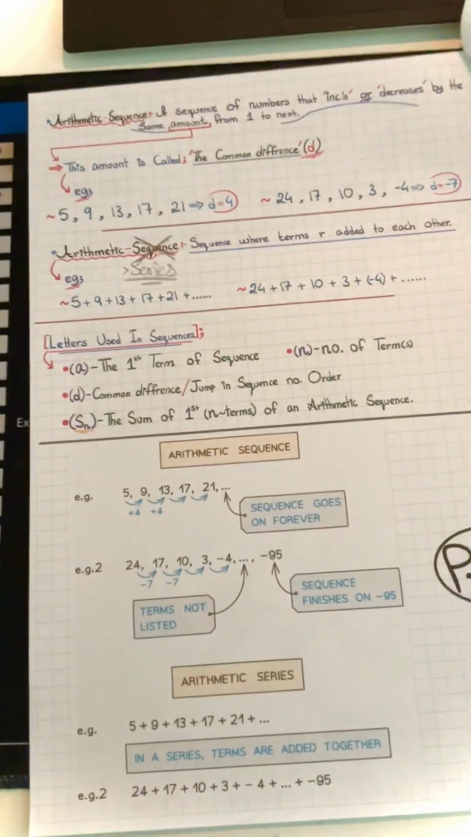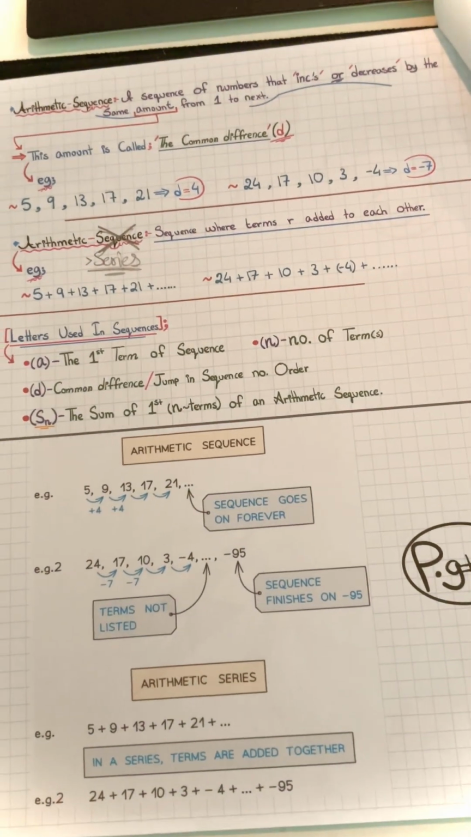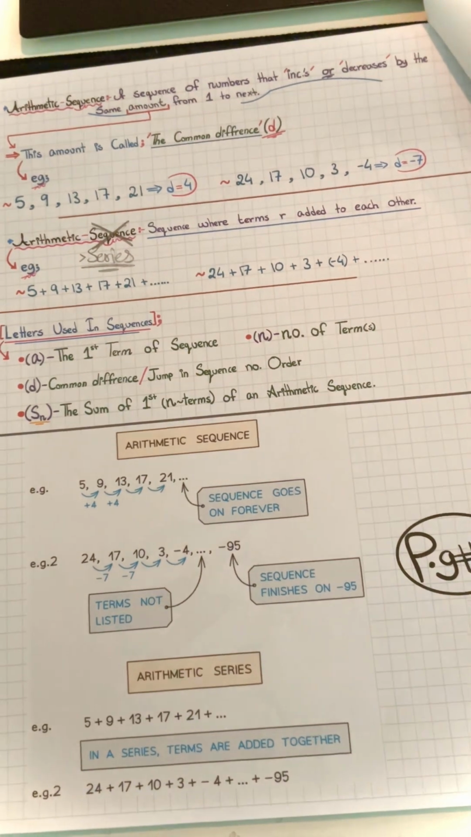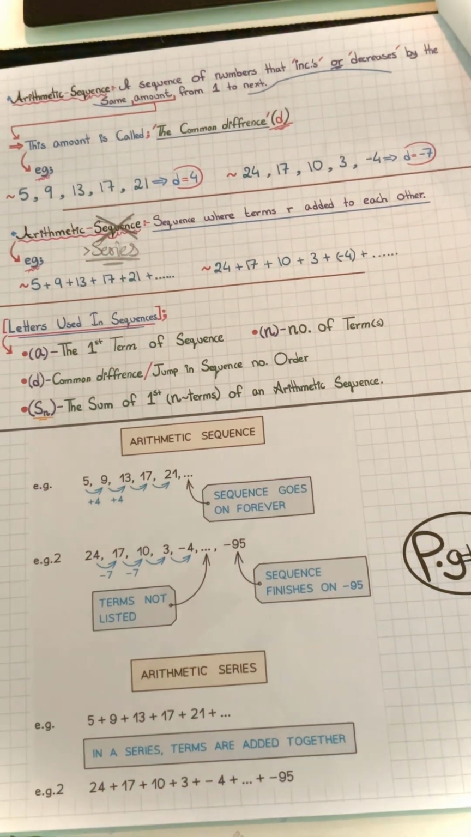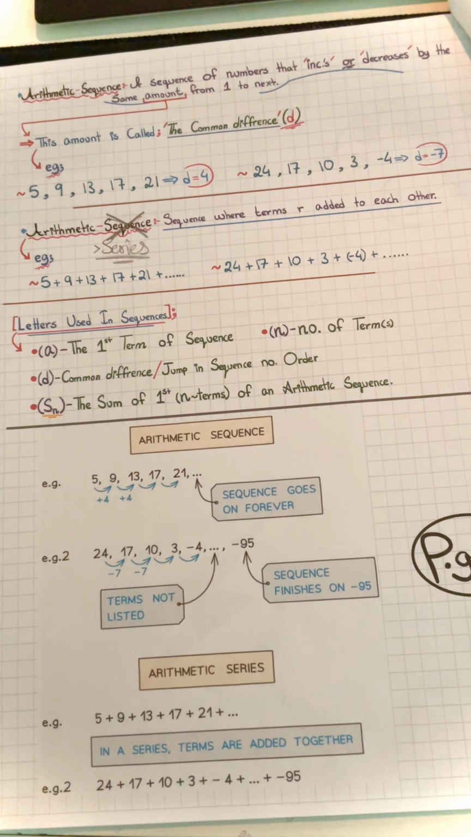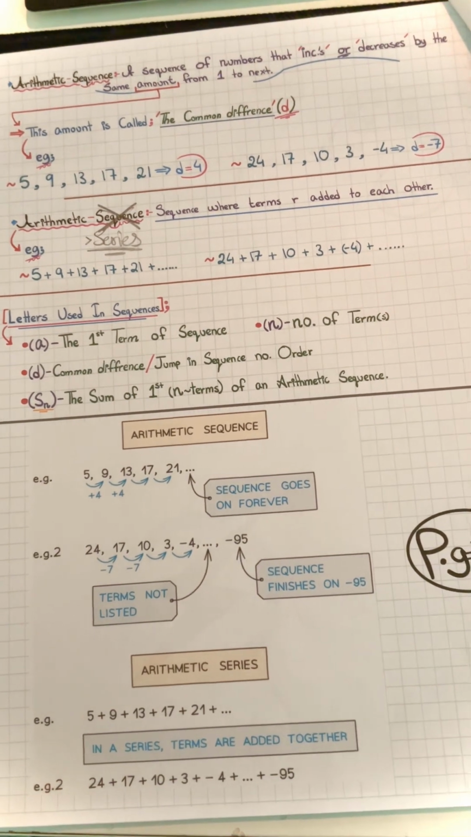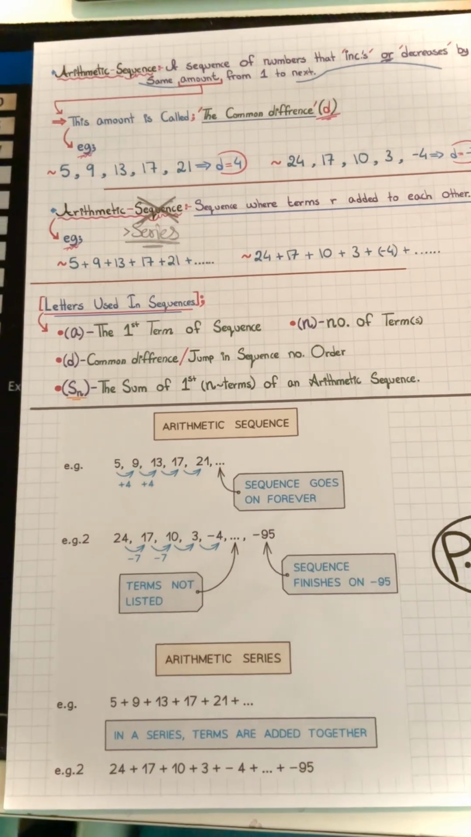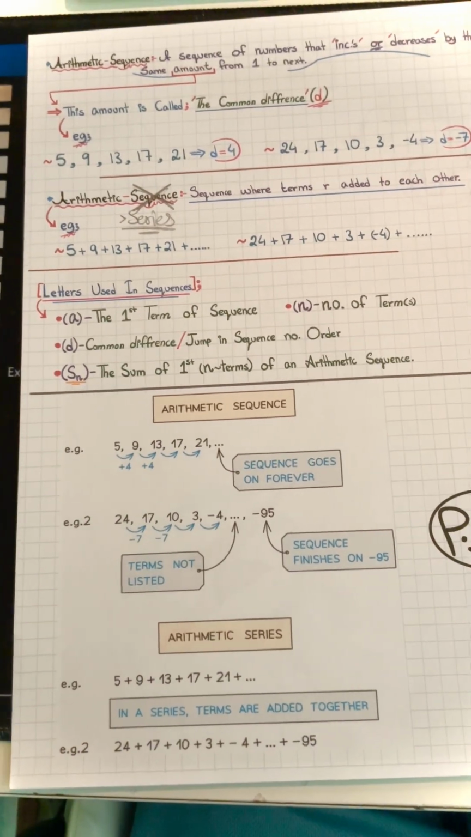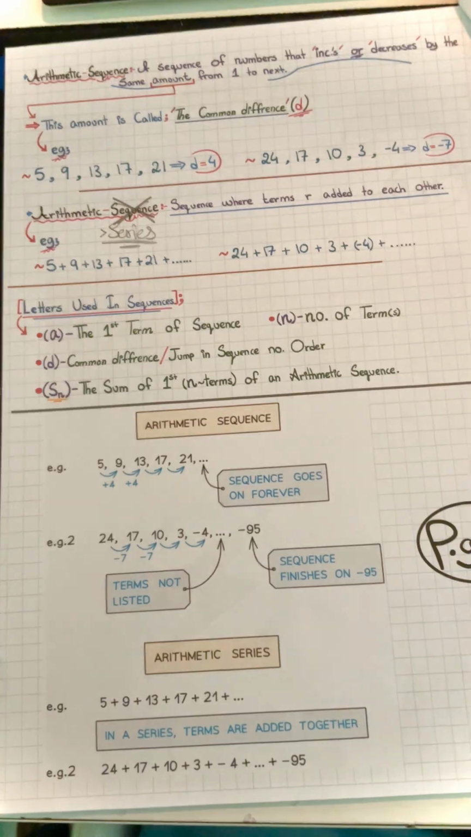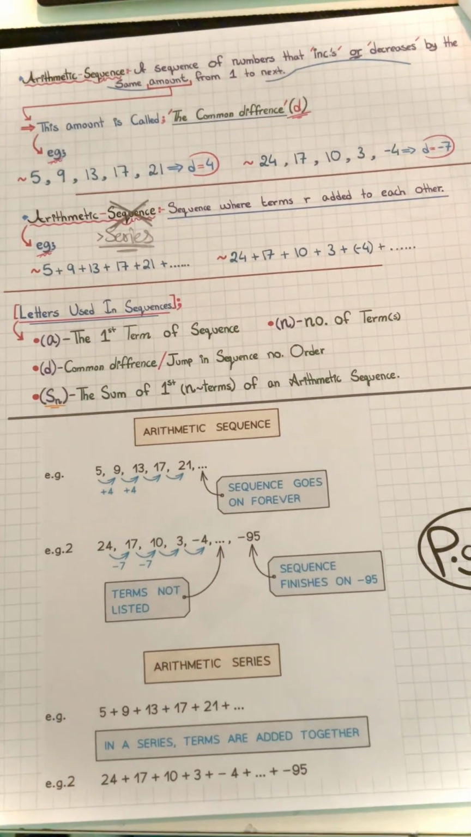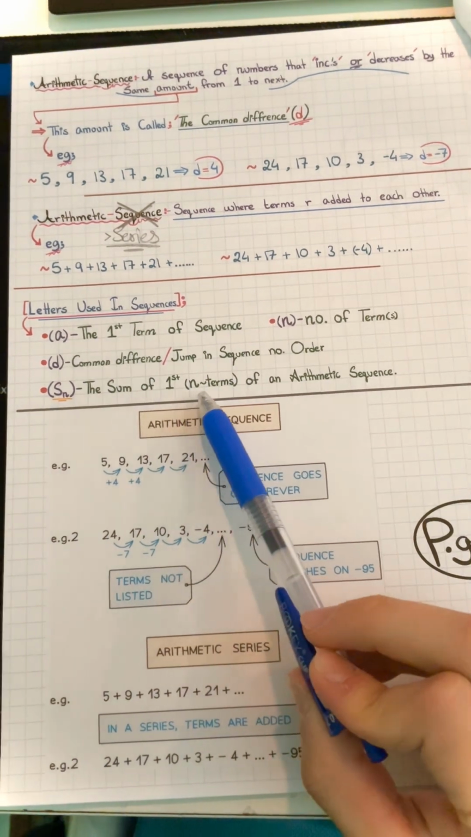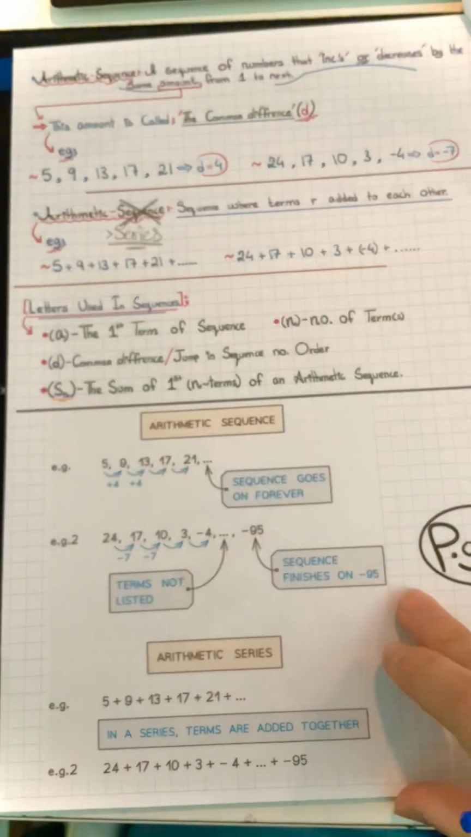Letters that we use in these calculations of sequences: a, like I said, refers to the first term of the sequence. n is the number of terms, like a of 2, the second term, a of 3, the third term. d is the common difference, or the jump in the order of the sequence, like we have seen in the previous example. And S of n, we will take this by the end of the sheet. It is the sum of the first n terms of an arithmetic sequence, okay?